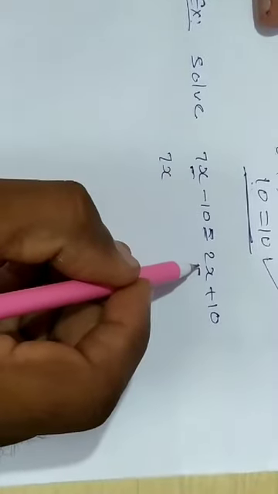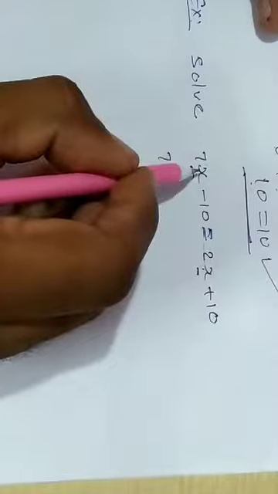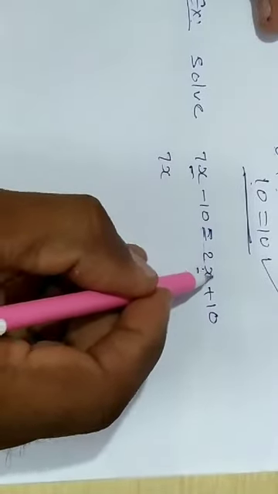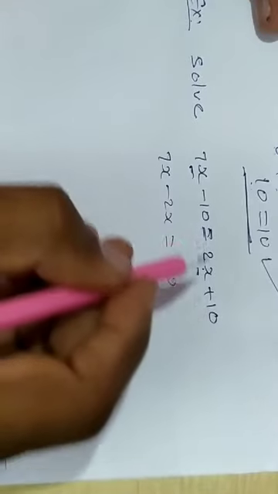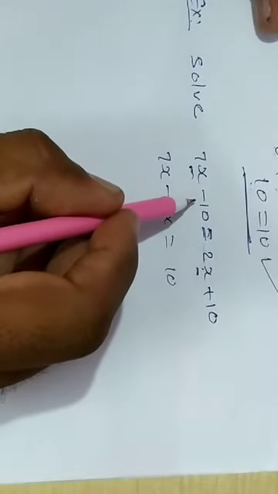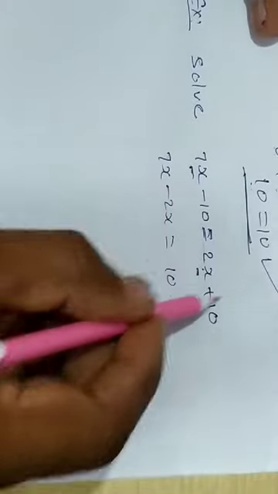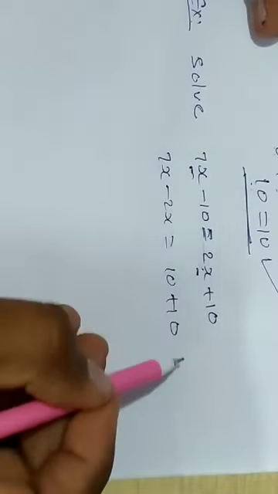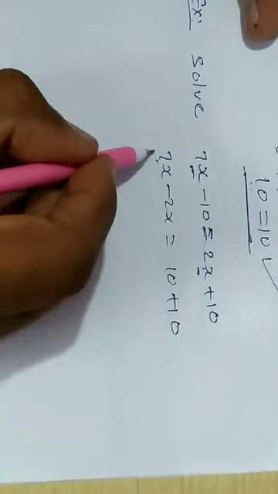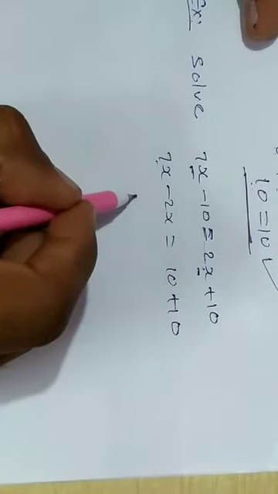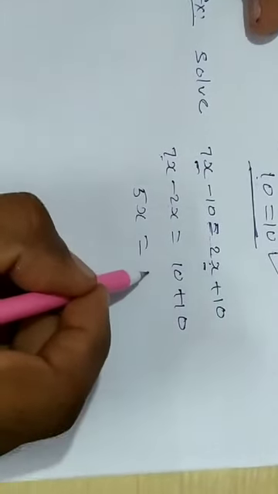7x, yes, plus 2x transfers from right to left, it will become minus 2x is equal to, right, 10 as is, and minus 10 on the left side, after transferring from left to right, it will become plus 10. Okay, 7x minus 2x, 7x and 2x are like terms, so we can subtract easily. 7x minus 2x, 5x, that is equal to 10 plus 10, 20.